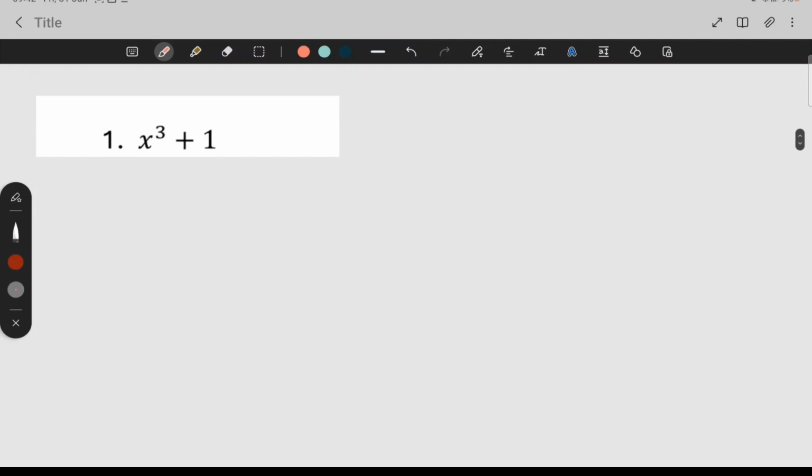Let's get into it. The first question is x cubed plus 1. And of course, you have to factorize it. So that is normally the question. You have to factorize the following. How do we know something is the sum or the difference of two cubes?